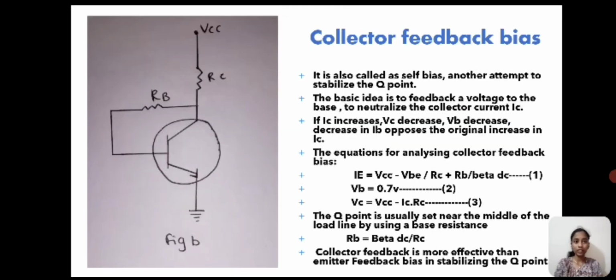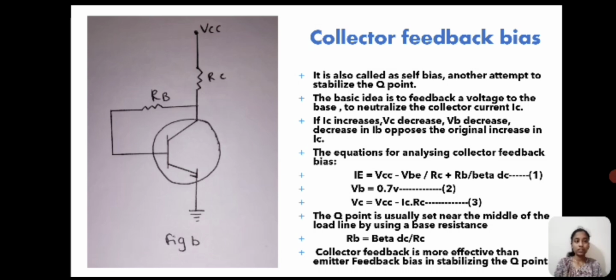Let us see about the collector feedback bias. It is called self-bias, another attempt to stabilize the Q point. The basic idea is to feed back a voltage to the base to neutralize the collector current IC. If IC increases, VC decreases, VB decreases. This causes a decrease in IB, which opposes the original increase in IC.